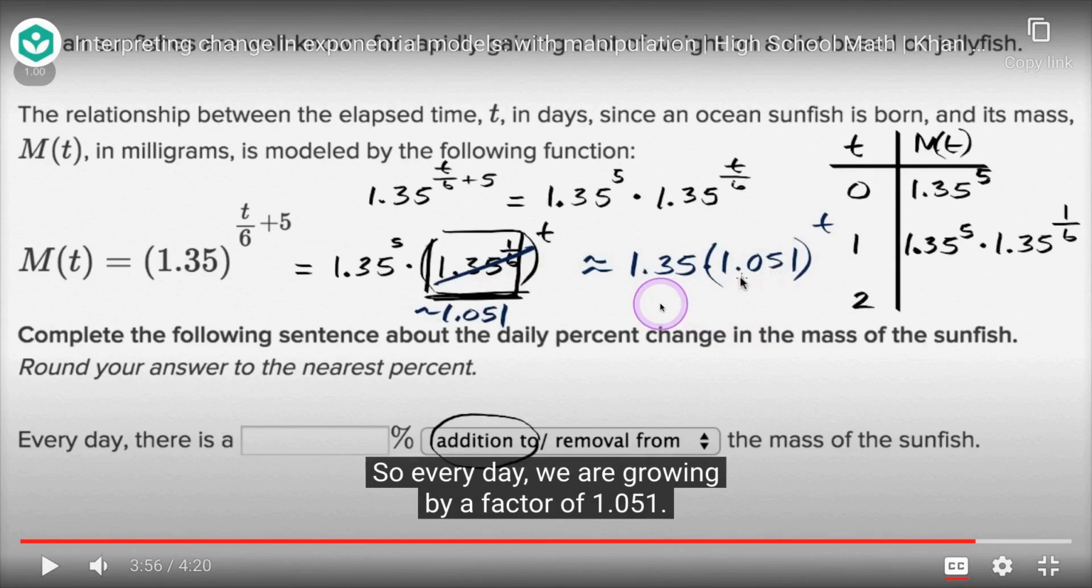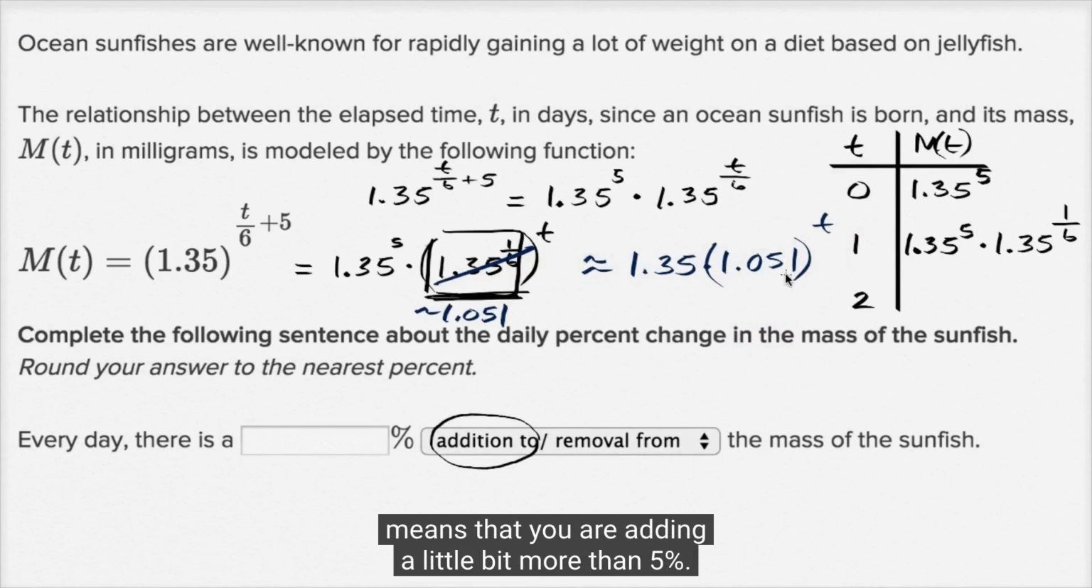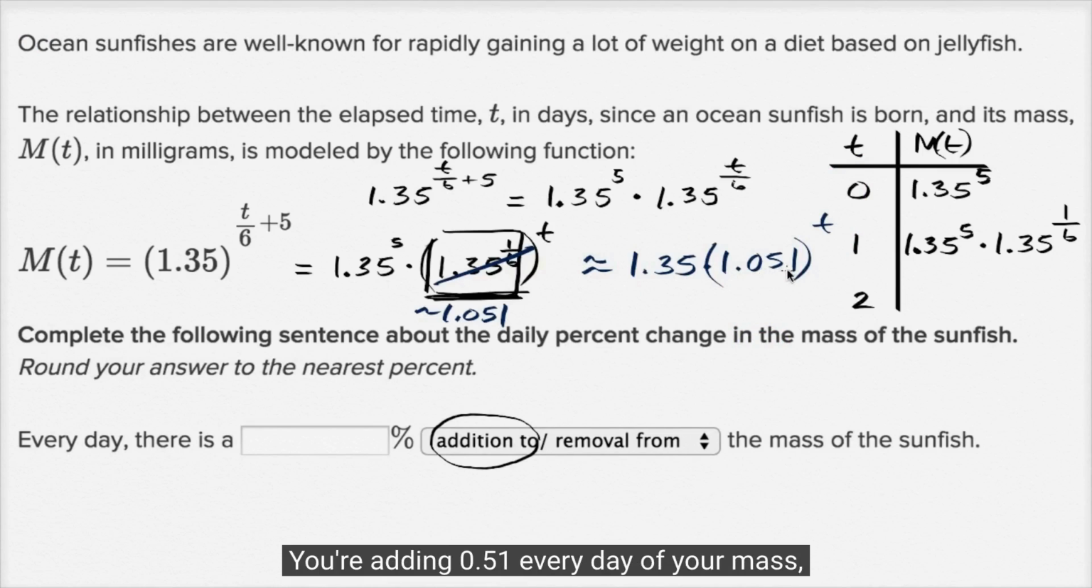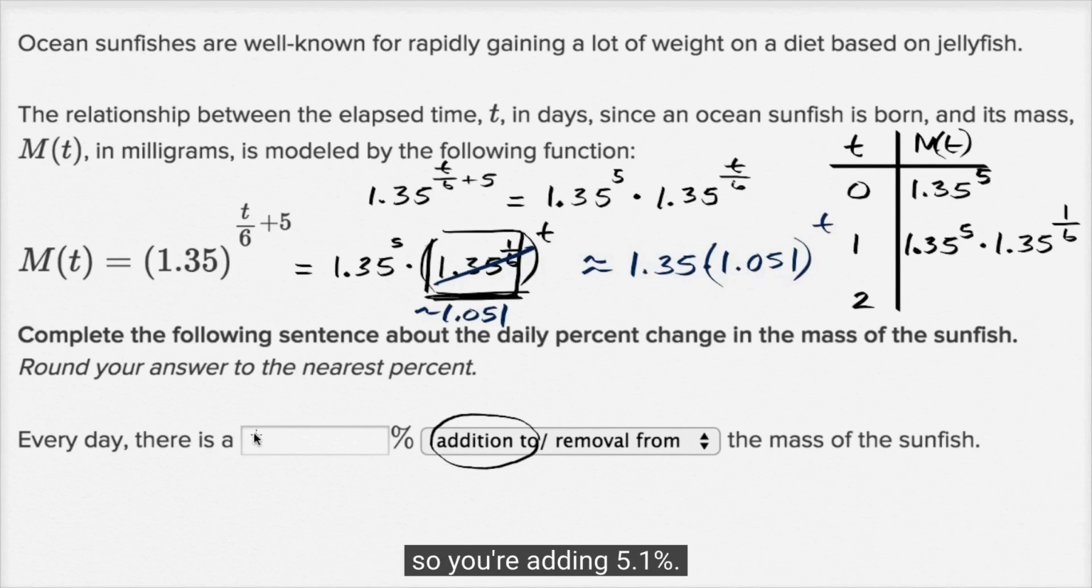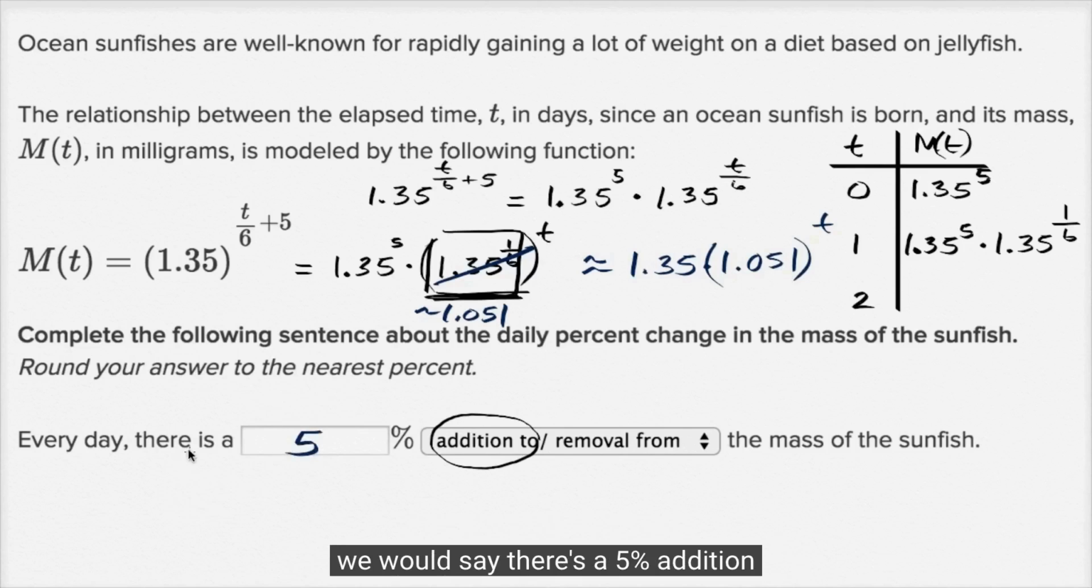And if you want to express this in a natural language way, what you could say is that for every day, or for every t plus 1, we are growing by a factor of this number right here. Well, growing by a factor of 1.051 means that you're adding a little bit more than 5%. You're adding 0.051 of your mass every day. So you're adding 5.1%. And if you're rounding to the nearest percent, we would say there's a 5% addition to the mass of the sunfish every day.